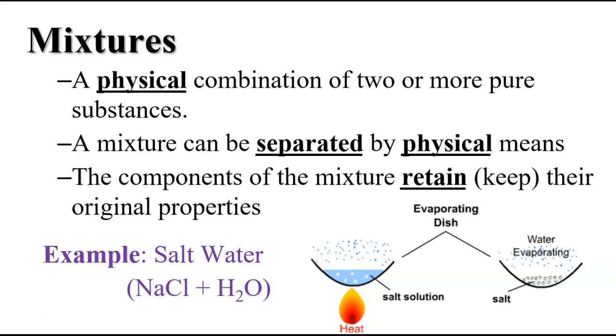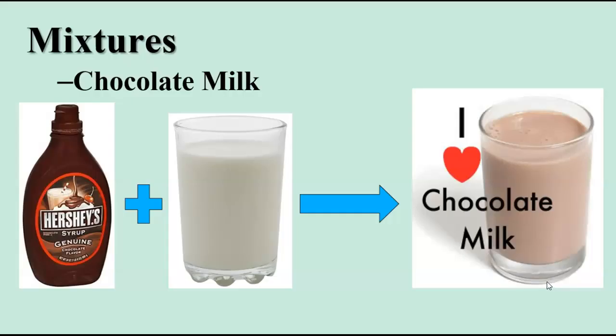Okay, and then the components of the mixture keep or retain their original properties. So salt water is a mixture of 2 compounds. Okay, so I've got NaCl and H2O. I can evaporate the water out and have the salt left. That'd be a mixture. Chocolate syrup plus milk. You still have milk, you still have chocolate syrup. They're just a solution now, a mixture of it.